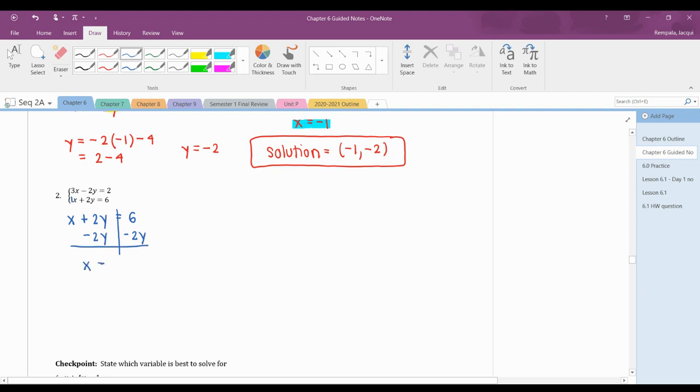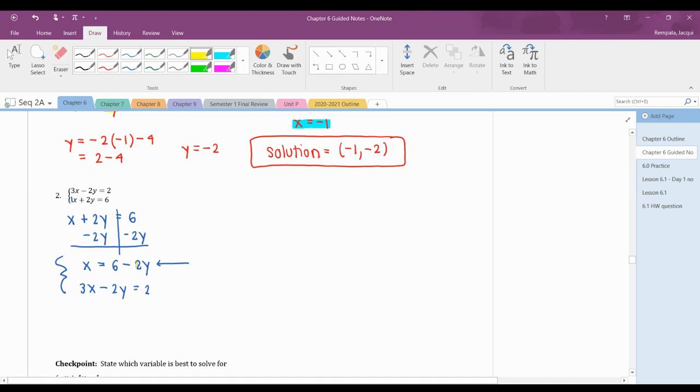And so now we have x by itself. 6 and this 2y are not like terms. It doesn't matter how you put it, so I'm just going to say 6 minus 2y. All right, so that means we still have that top equation of 3x minus 2y equals 2. So technically then this is the system. We got then this equation where our variable is by itself.